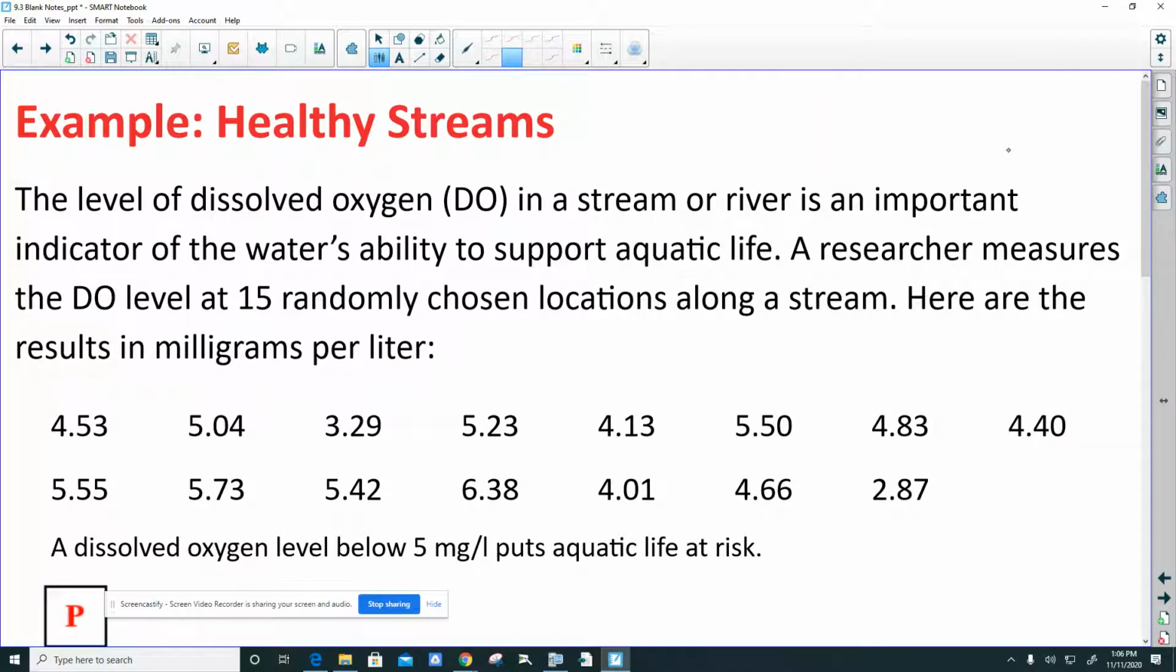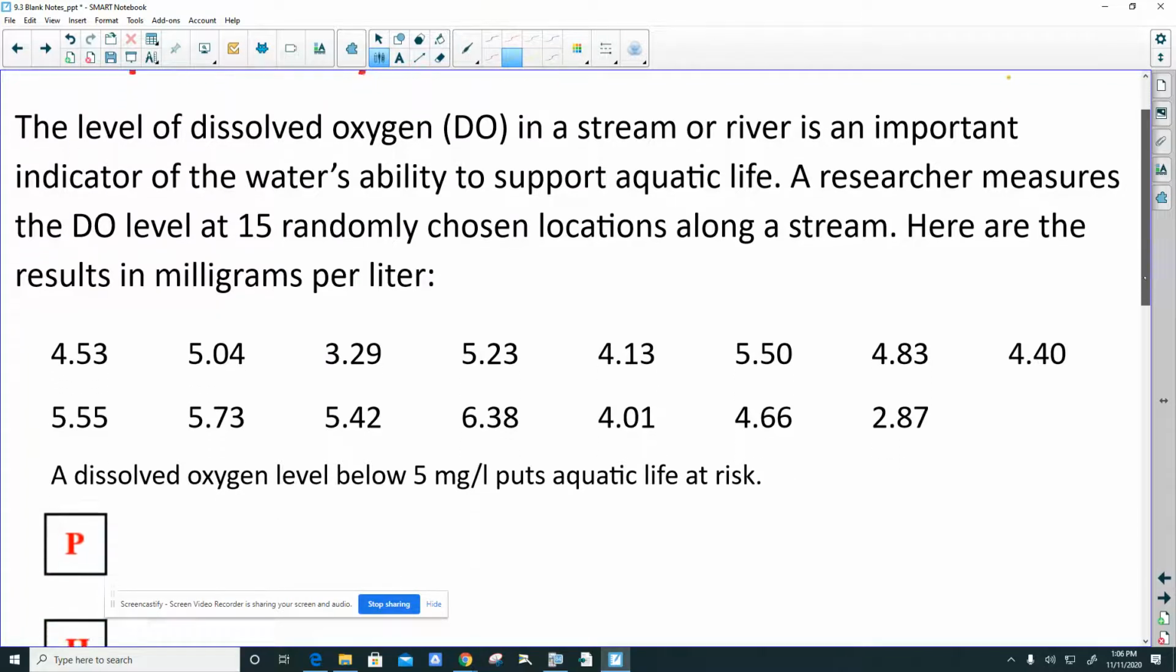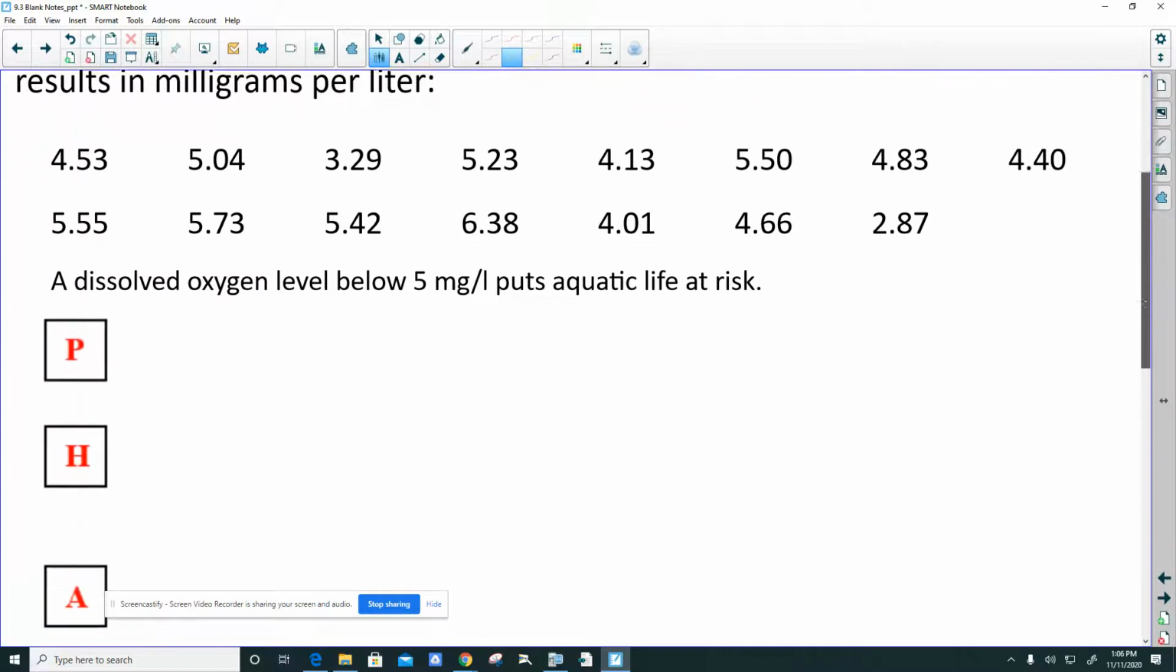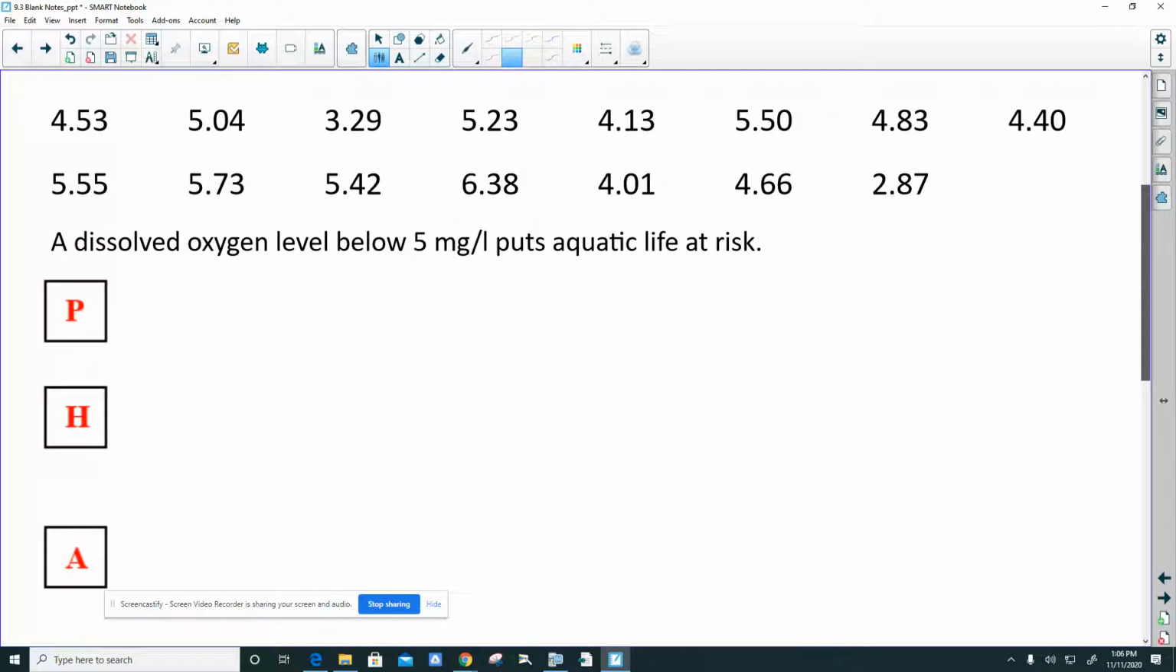Here's a good example where they're giving you all the data. They're giving you the raw data from the sample here. This is the level of dissolved oxygen. We're going to call that DO. Dissolved oxygen in a stream or river is an important indicator of the water's ability to support aquatic life. A researcher measures the dissolved oxygen level at 15 randomly chosen locations along the stream, and here are the results in milligrams per liter. As you can see, we have the raw data. This is what we'll want to put into L1 here.